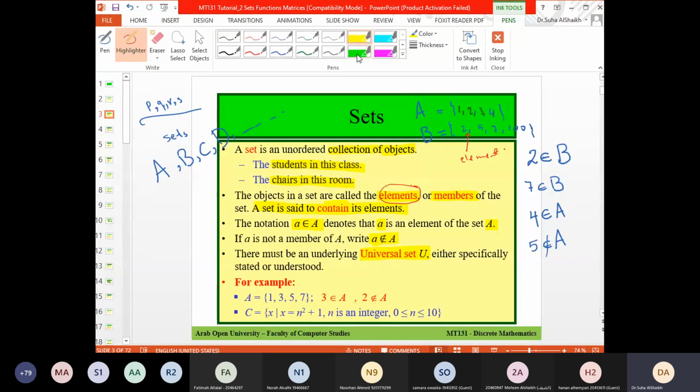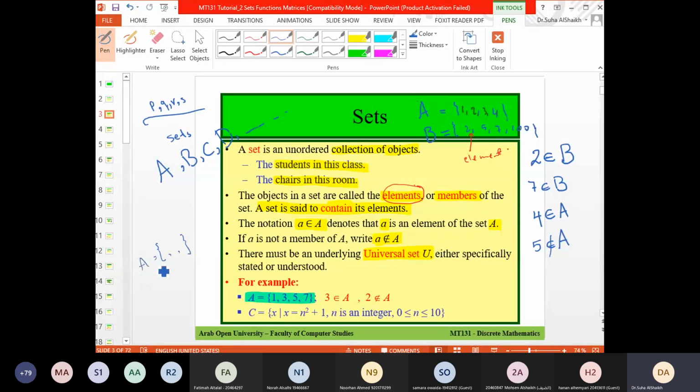Now here we have this example. They are giving me the set A with the elements 1, 3, 5 and 7. You can see how we write the set. We must use the curly brackets. We separate the elements with commas. We use a capital letter to refer to the set, A equals, and we list the elements of A. So this is an example of a set A that has the elements 1, 3, 5, and 7. 3 belongs to A, and 2 does not belong to A.